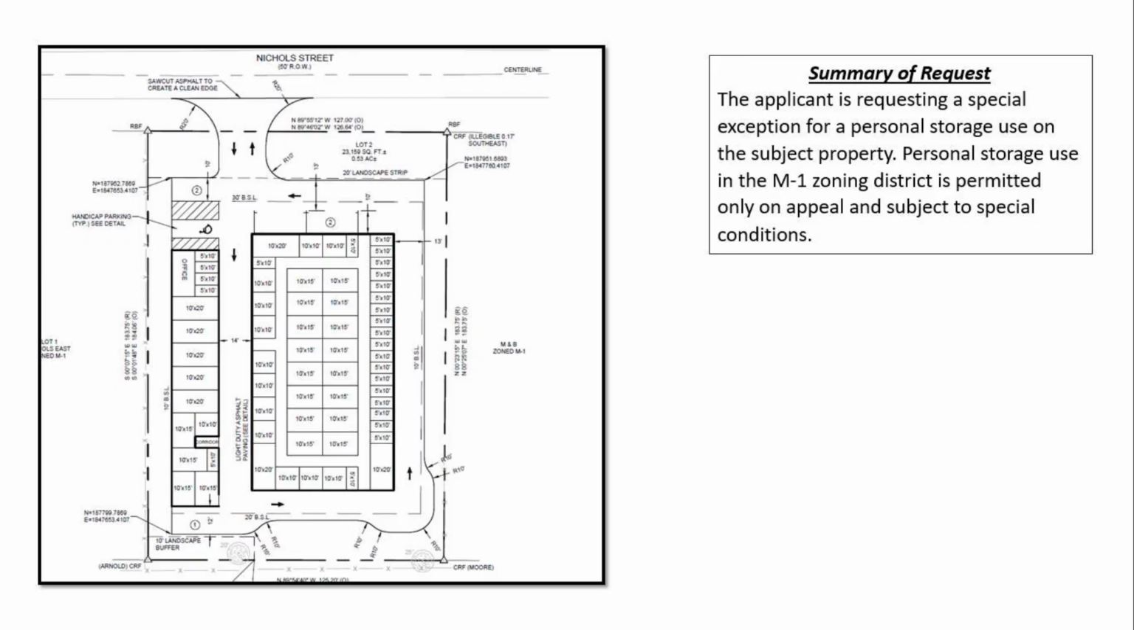The applicant's requesting a special exception for a personal storage use on the subject property. Personal storage use in the M1 zoning district is permitted only on appeal and subject to special conditions. And on the screen and in your packets is enclosed the site plan that goes along with that. On the site plan, first off, I'd like to point out that they are complying with a 20-foot landscape strip, which is required by the landscape and tree ordinance, which is a standalone ordinance.